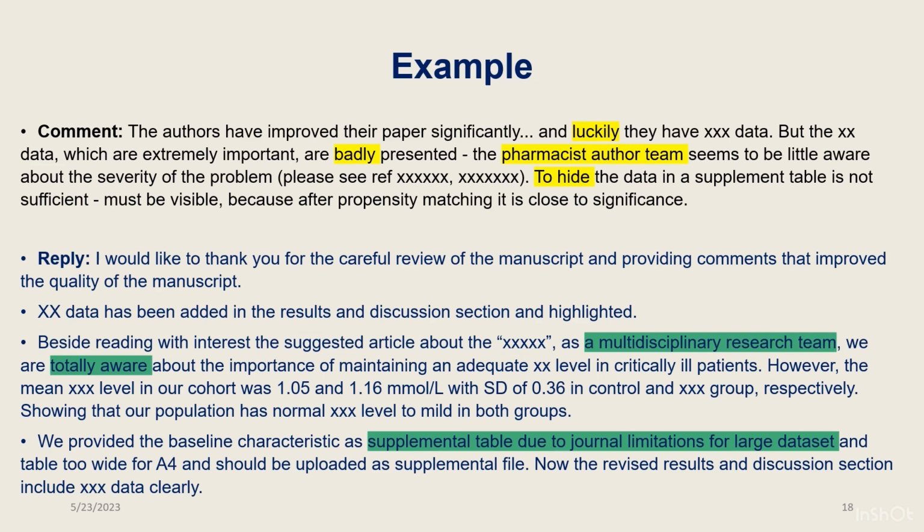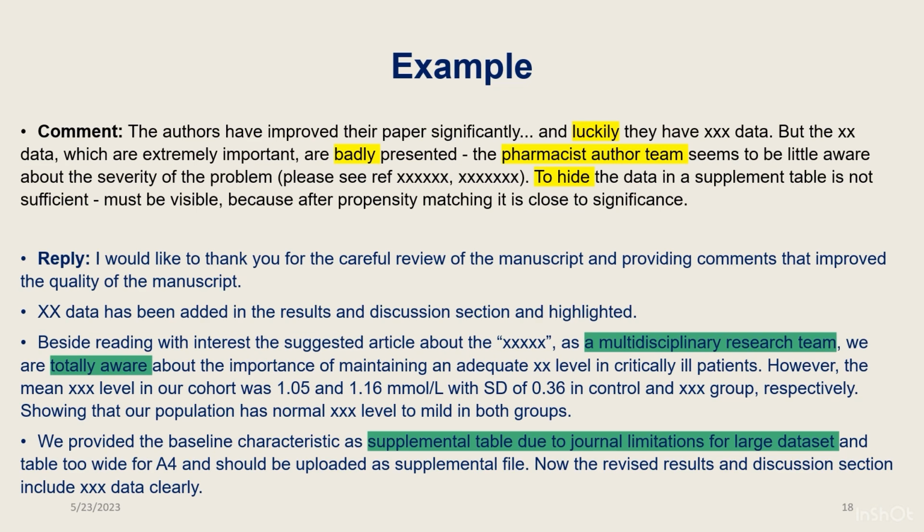And then the research team acknowledged that they are totally aware of the importance of maintaining adequate X level in a critically ill patient. However, as to why they didn't include it: the mean level of this lab value in question in the cohort, in both groups, the control and treatment group, was normal to almost mild. So there is no reason to address it or highlight it very significantly.